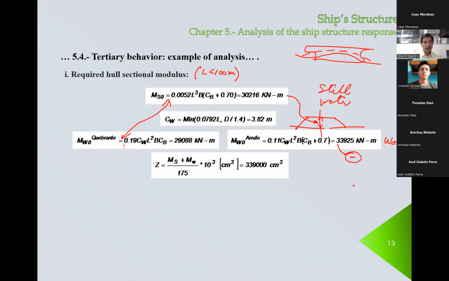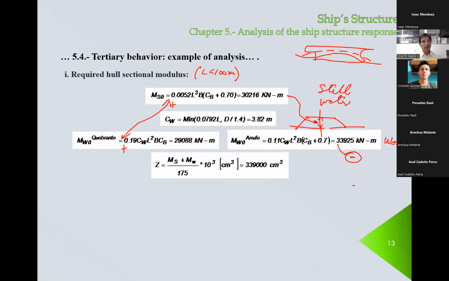Hogging, this is positive. And in this case, this value is also positive. So to calculate this, what we do is we sum up this 30,000 with this 29,000 and do this operation. And this is the result that we obtain.